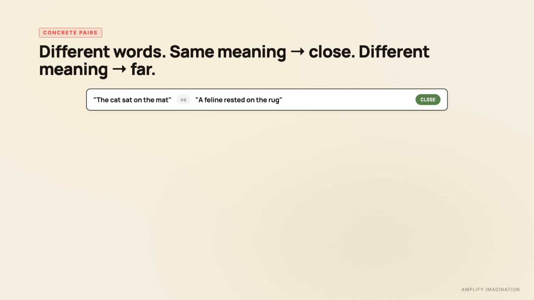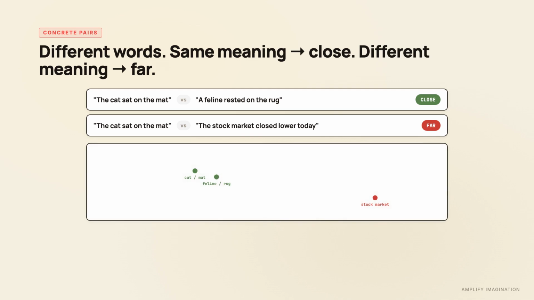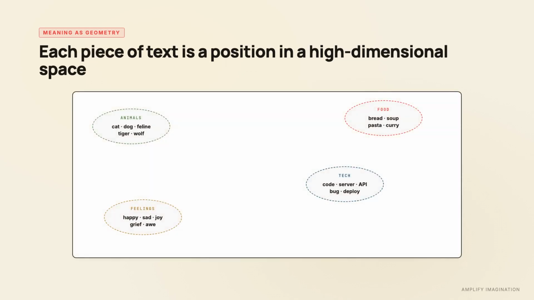The cat sat on the mat, and the stock market closed lower today. Far apart. Different meanings, different vectors. So embeddings turn meaning into geometry. Each piece of text becomes a position in a high-dimensional space. Similar meanings end up near each other. Different meanings end up far apart. And the model learned this layout from the training data, same way it learned everything else.